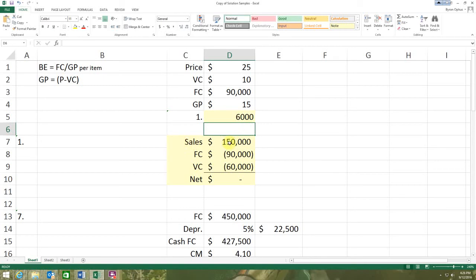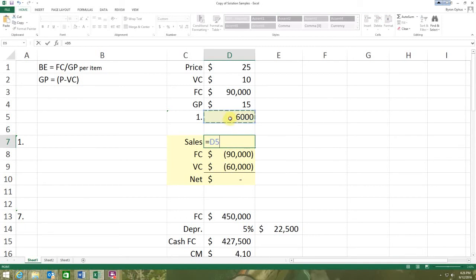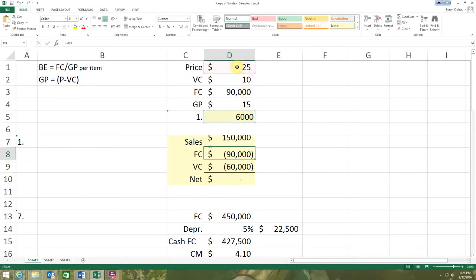So what would you need? Sales in dollar amounts, right? If I sold 6,000 units at $25, I'd have $150,000 in sales. This is equal to 6,000 times my $25. Then I'd subtract my fixed costs, which I know are up here, so I make it a minus, because I want this to be a negative. And subtract my variable costs. Well, I have 6,000 units at $10 a unit, so minus my 6,000 times my $10 per unit. And then when I do a sum of those, I should end up with 0, and I do.